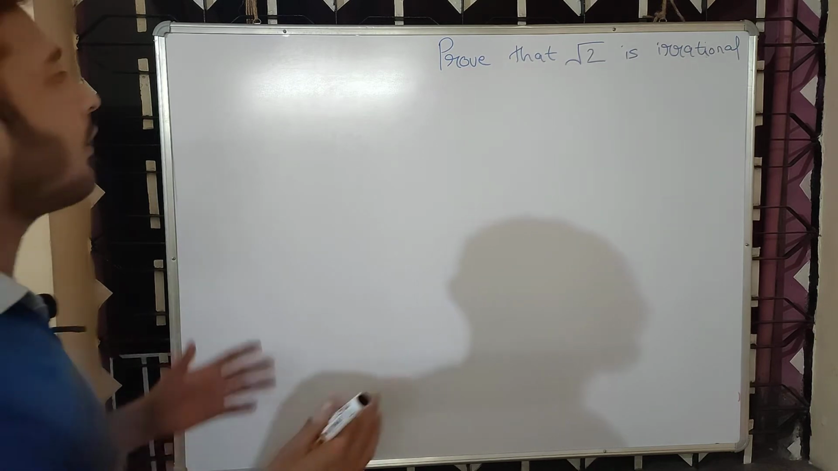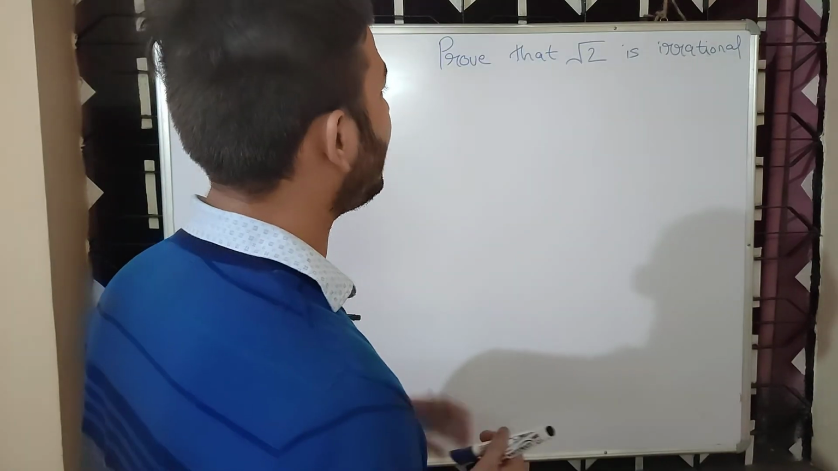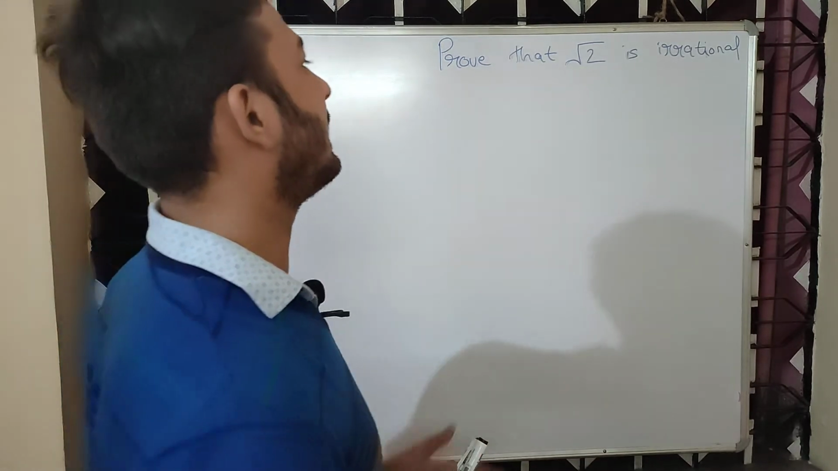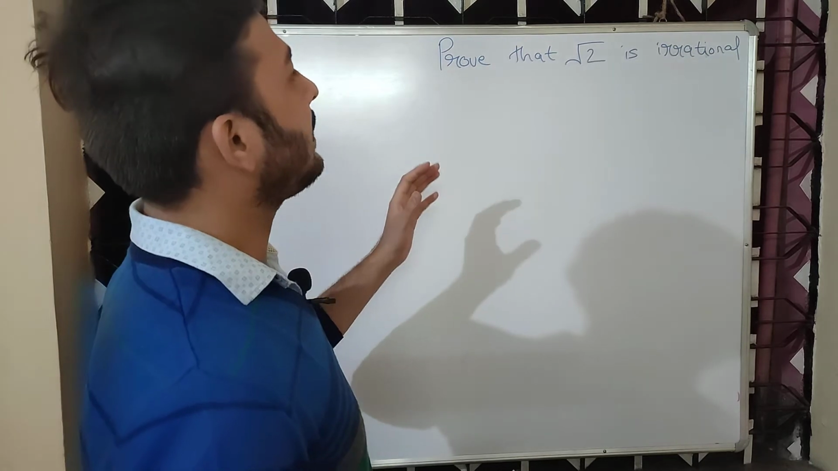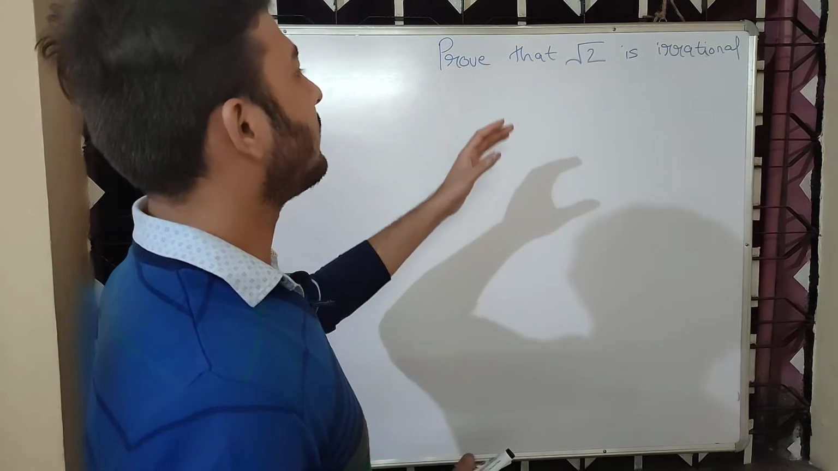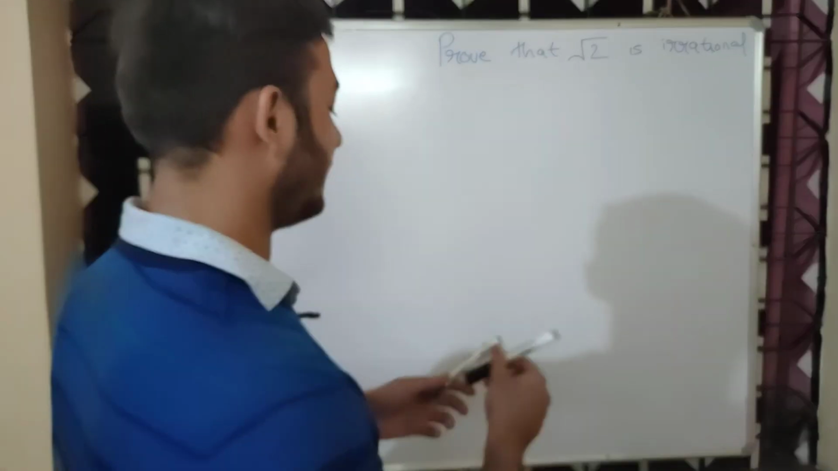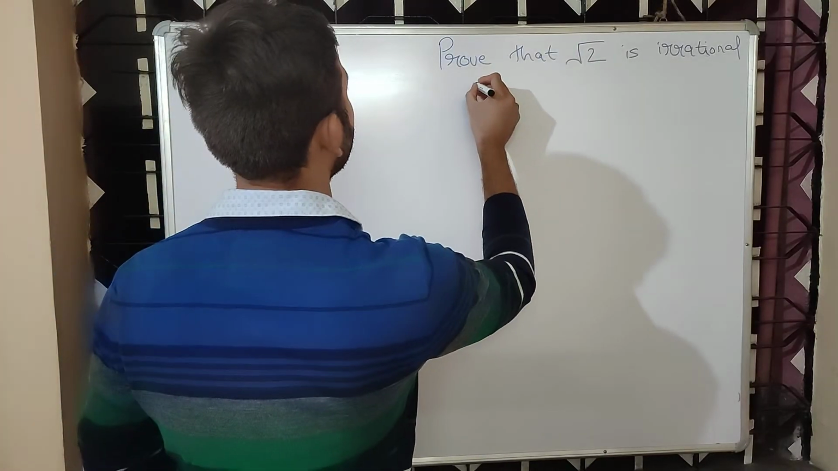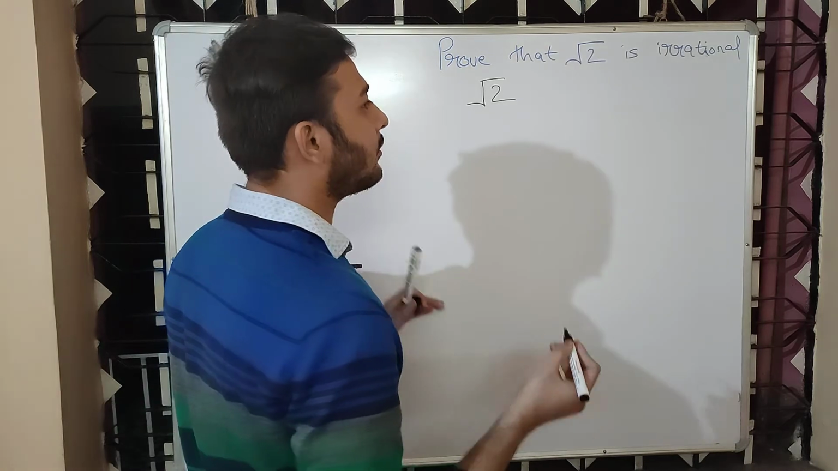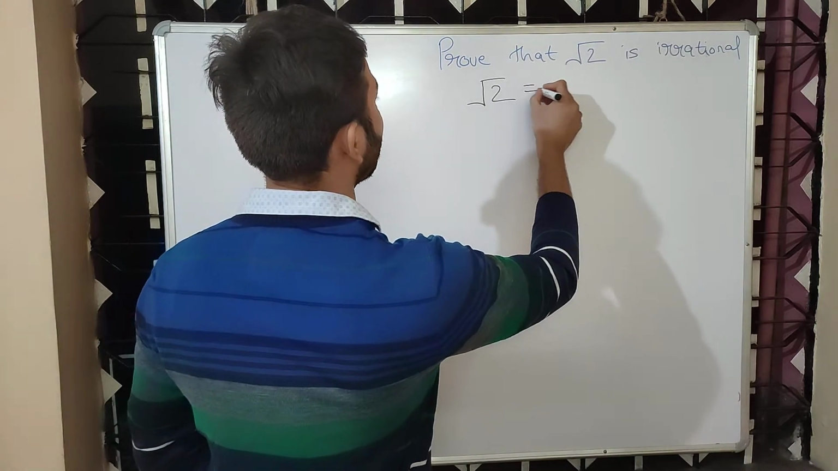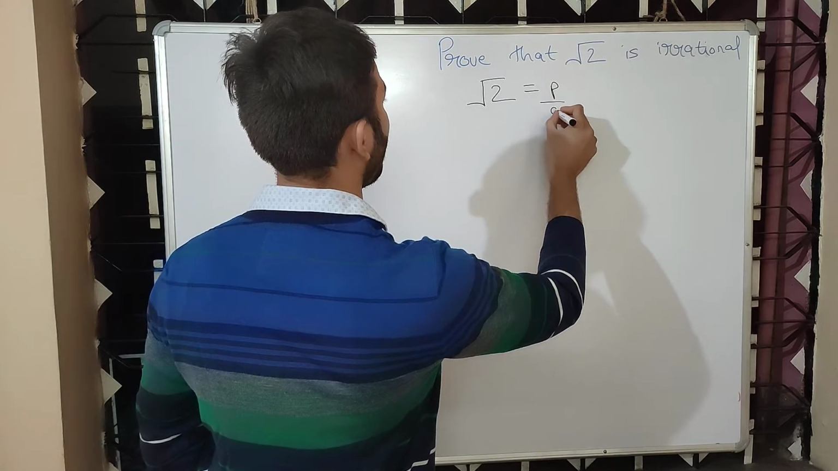So how do we use this in maths? We need to prove that root 2 is irrational. What we'll do is assume, in contradiction, that root 2 is rational. So let us assume root 2 is rational. If root 2 is rational, I can write it in the form of p by q.